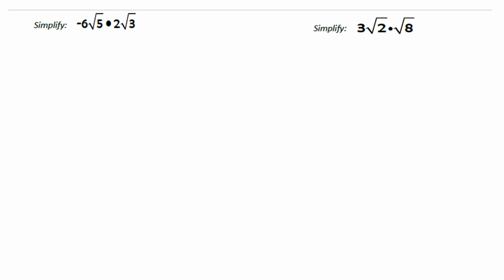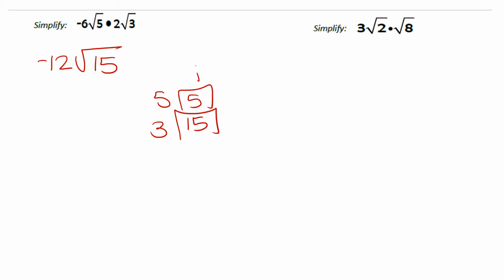All right, couple more examples. So I multiply the coefficients, and then I multiply the radicands. So 15 is 3 and 5, 5 and 1. Oh, I can't make a group of 2, so that's my final answer.